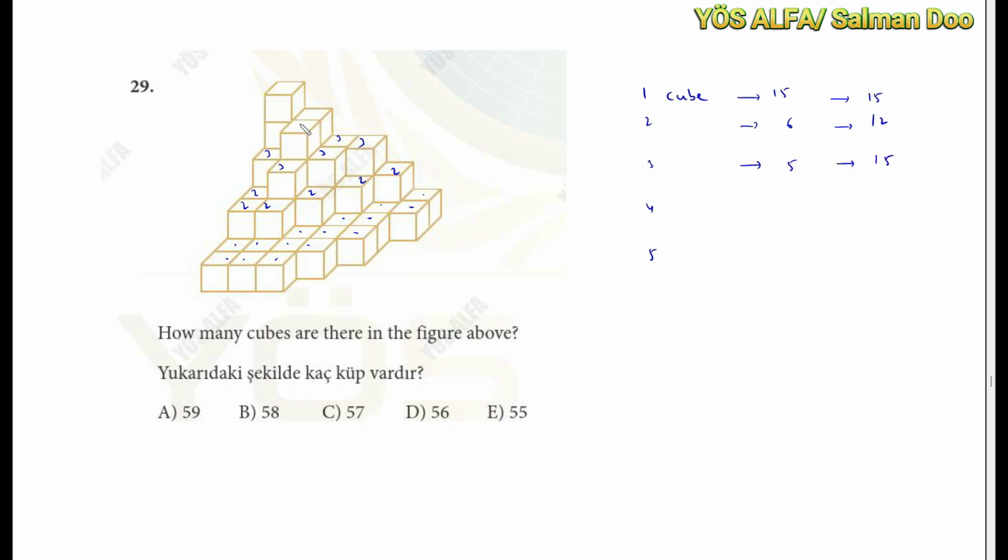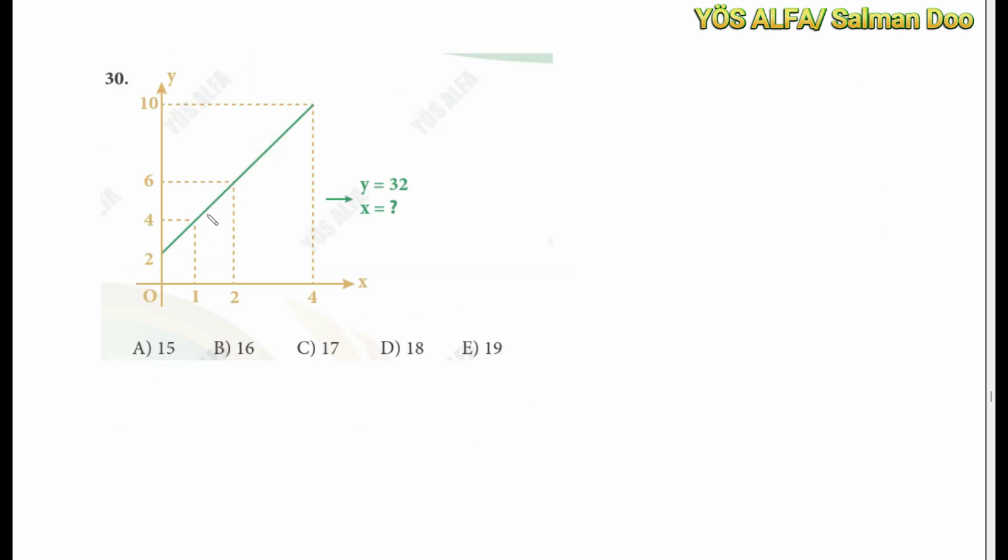For the 4 cube blocks, we have 1, 2 only. So the total number of the cubes is 8. For 5 cube block, we have only 1. 1 times 5 is 5. So the total number of the cubes available in the figure is the summation of all these. It's 55.